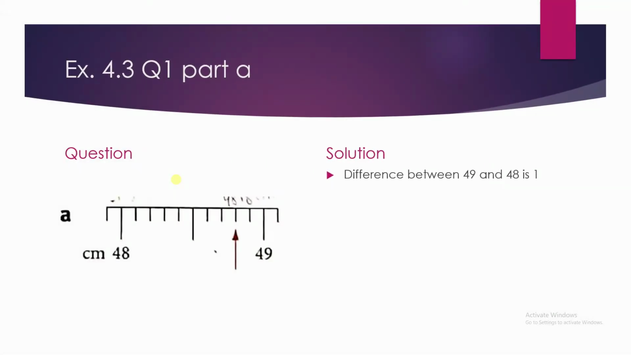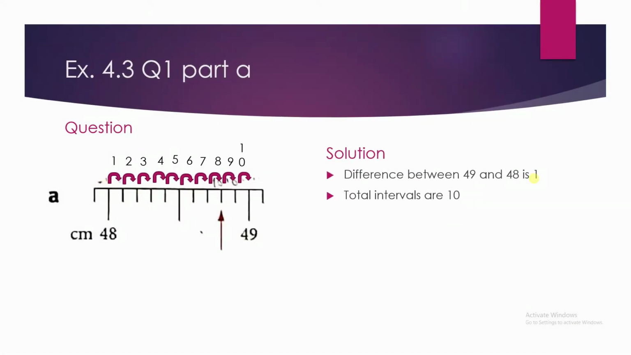So, here's the first part, part A. You can see the scale on your screens. First of all, you have to see the given values. The first value is 48 and the second value is 49. After that, you have to find the difference between these two values. When you subtract 48 from 49, you will get 1. So you can say the difference between 49 and 48 is 1.